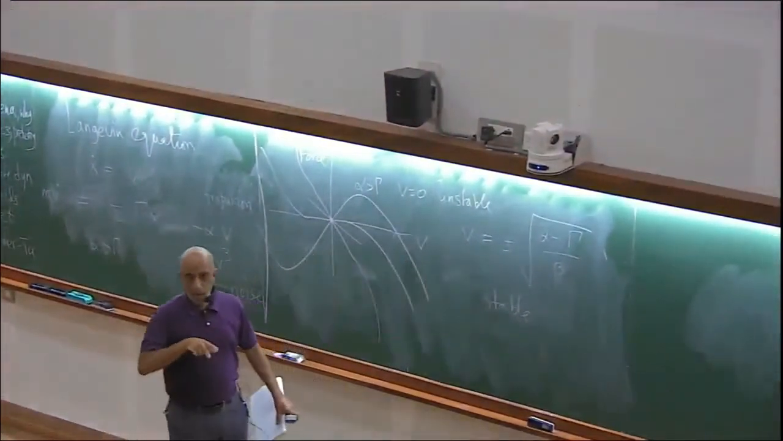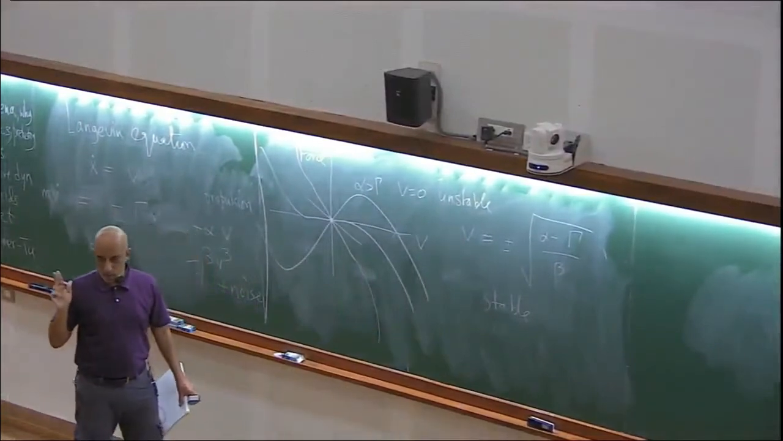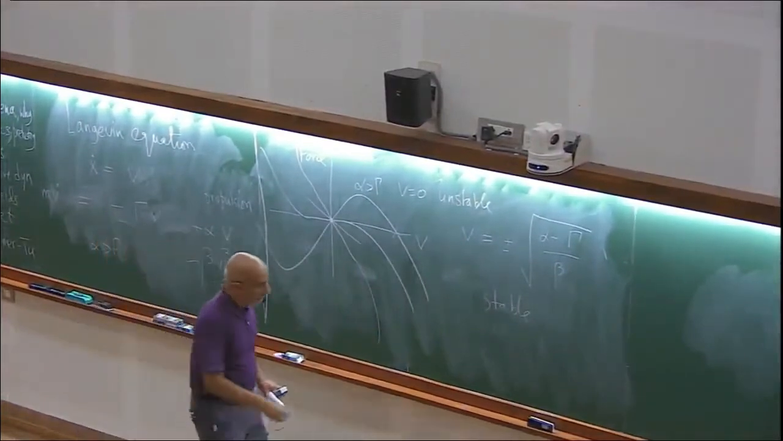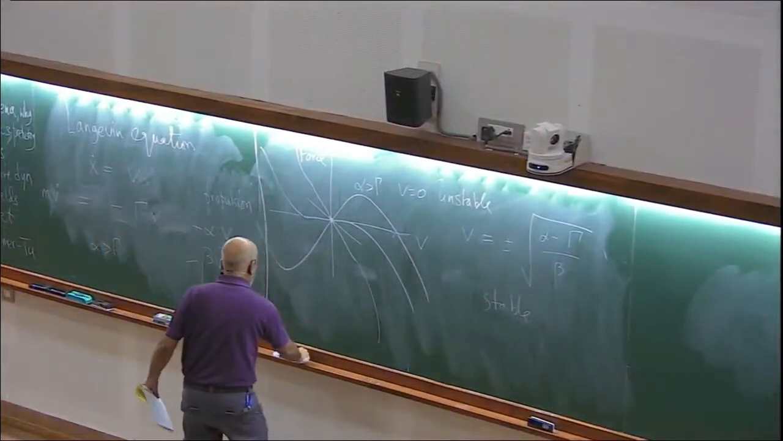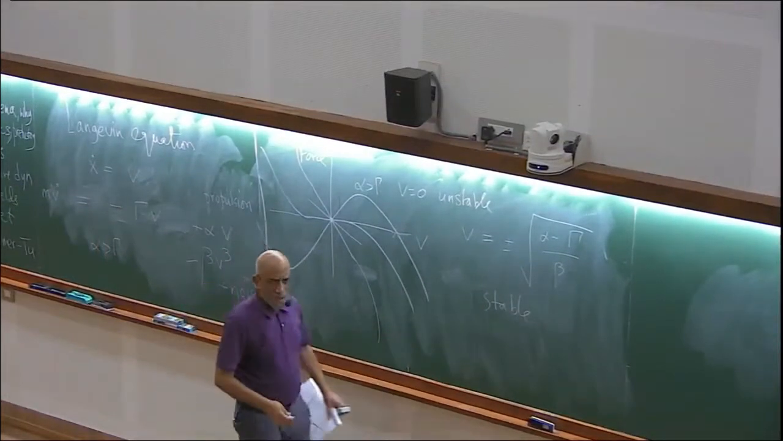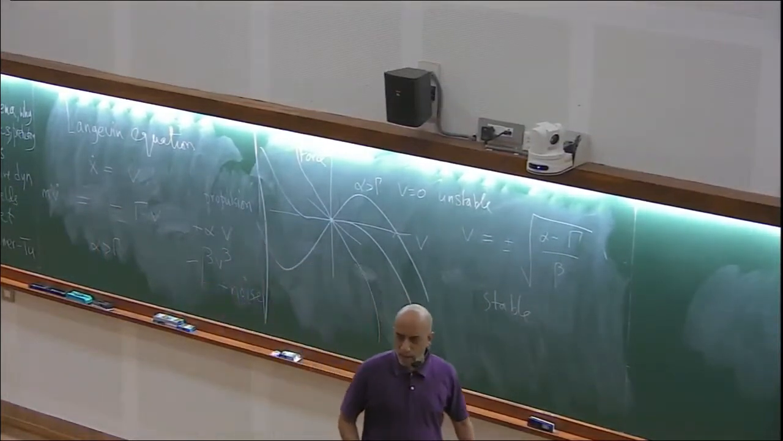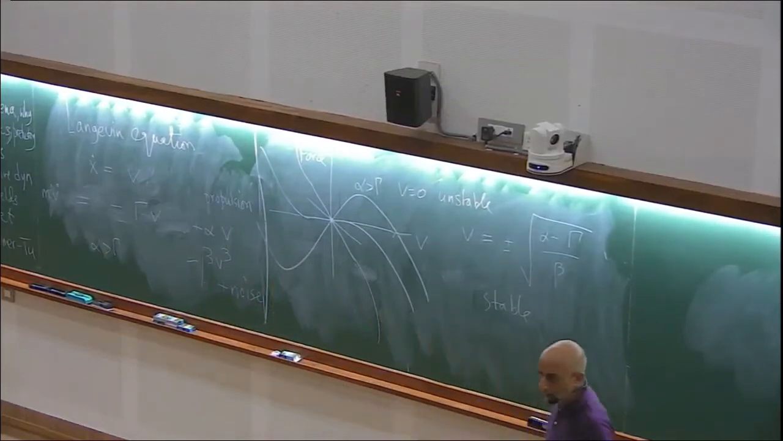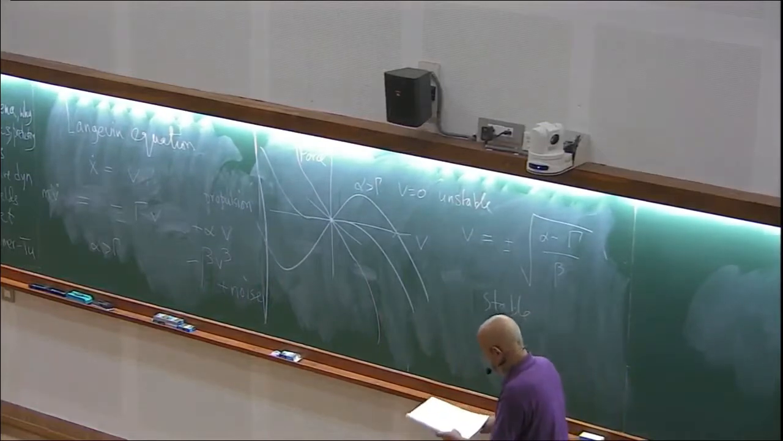And the system will happily start moving in either of those directions. Right? And you want to put in a V cube because, physically, it's unreasonable that if you just go on supplying more and more fuel to your car, it'll go faster and faster. It doesn't really work that way. Okay.